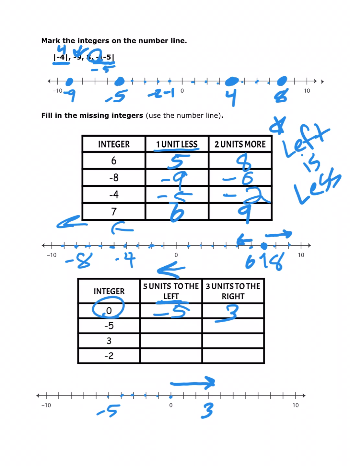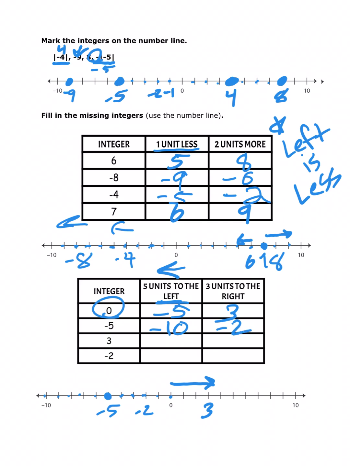All right, my next integer says, hey, let's start at that -5. We already put that on here. Go 5 units to the left. 1, 2, 3, 4, 5. And you can see that we ended at -10. Now if I start here and go 3 units to the right, 1, 2, 3, I am now at -2.